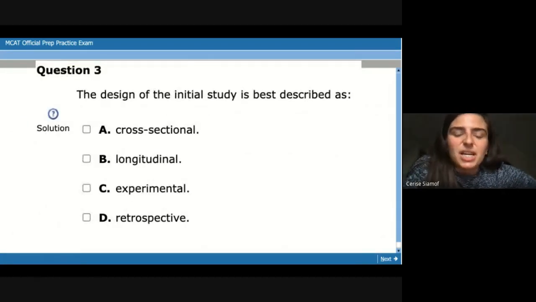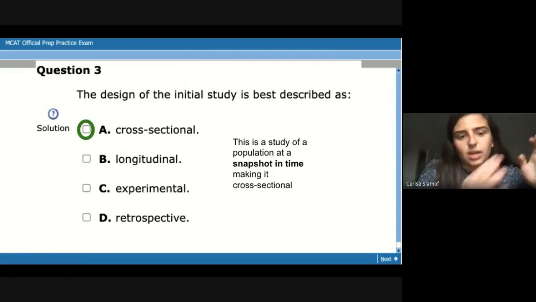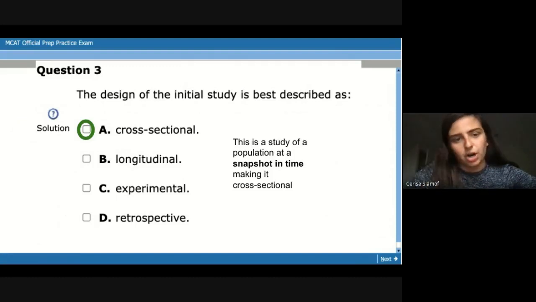So the design of the initial study is best described as, and answers. Okay, so most people said A, and it is cross-sectional. If you want to click again, so this study was a study of a population at one snapshot in time. If you think of everything, it's taking one cross-sectional picture of what could go on for a longer time. So it's not longitudinal because it's not going over time. It's not experimental because they're not picking something and manipulating a variable, and it's not retrospective because it's not looking backwards.